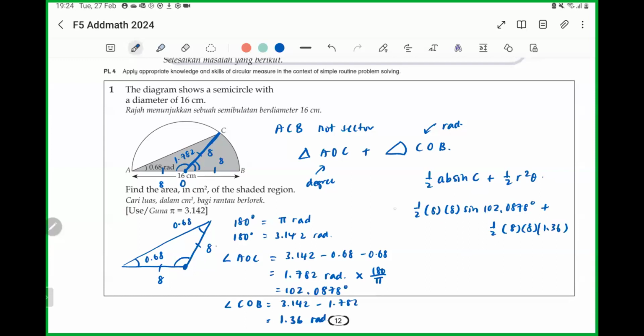So the area equals, the final answer will be 74.81 cm squared. Okay, check from your calculator, see whether you got the same answer. Can?